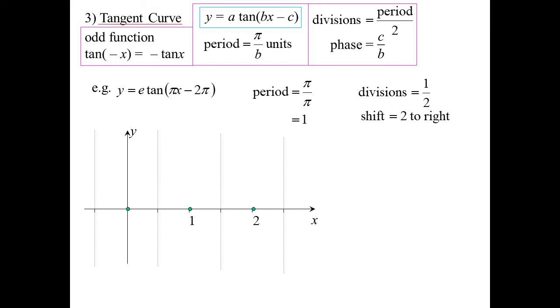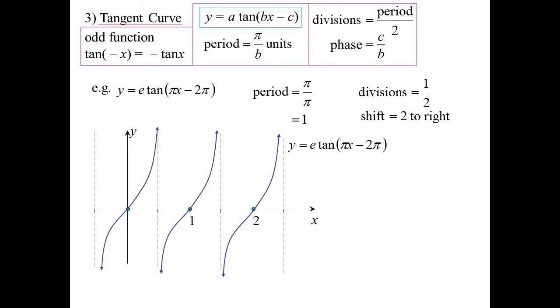Okay. Now our tan curve, no, we haven't flipped it upside down. The e doesn't matter because there's no scale on the y-axis, so I can still just draw in my standard tan curve. So there it is. And I'll repeat that between all of our asymptotes. So y equals e tan, pi x minus 2 pi.